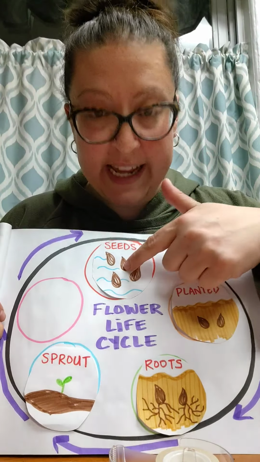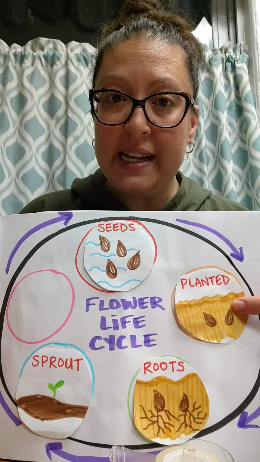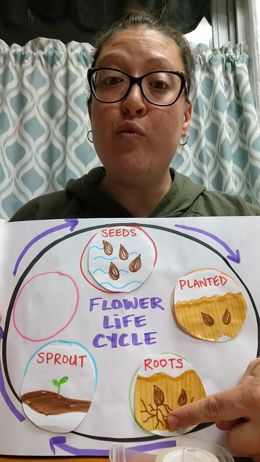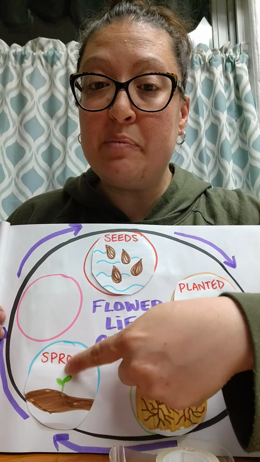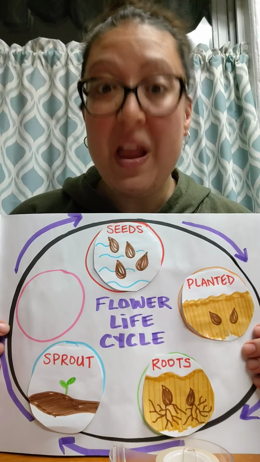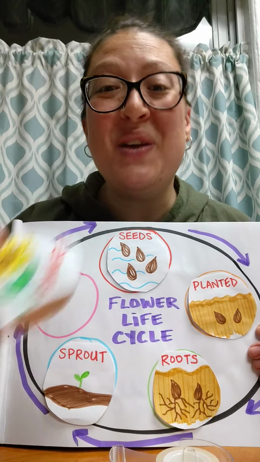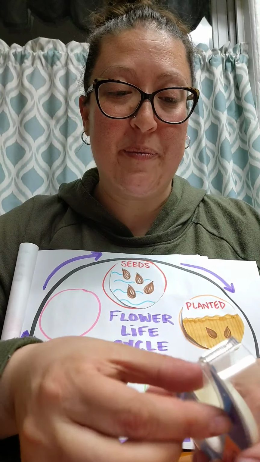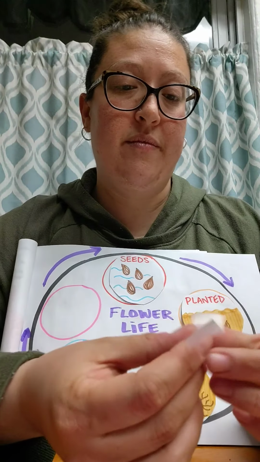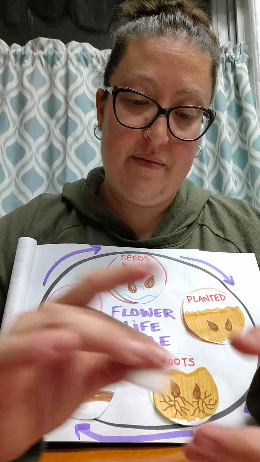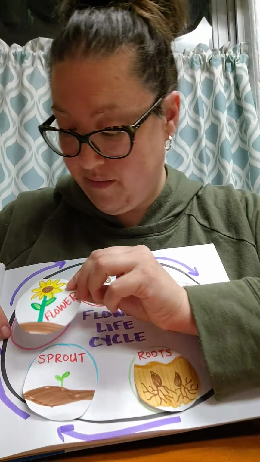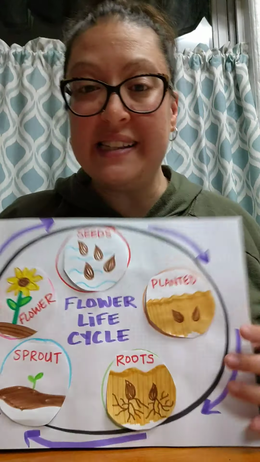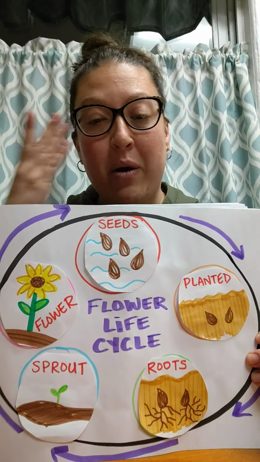So we have seeds. The seeds are planted. They start to grow roots, and a little sprout starts to grow. And last but not least, you got it, it grows to be a flower. So that's the last part of the flower life cycle.